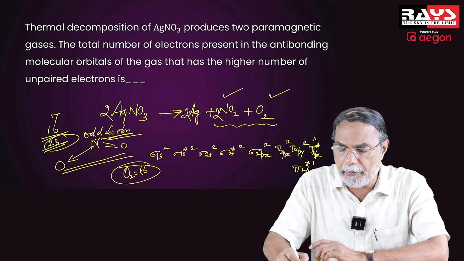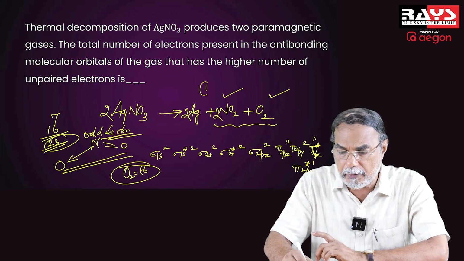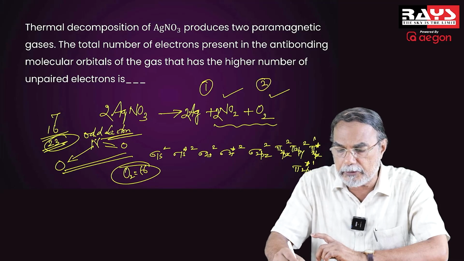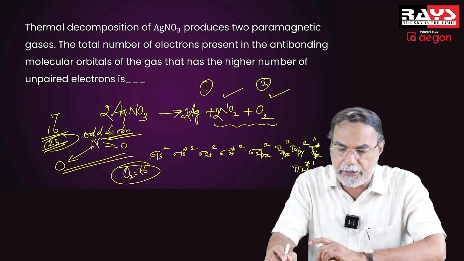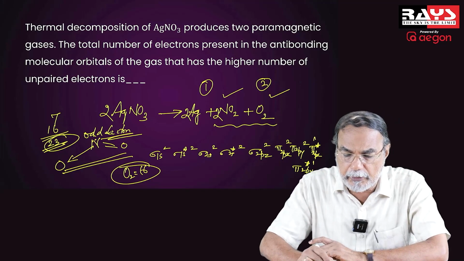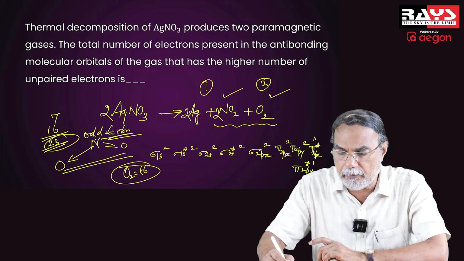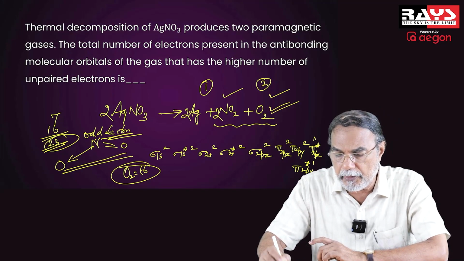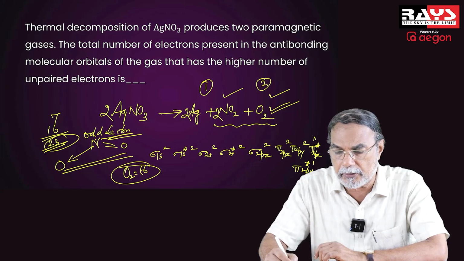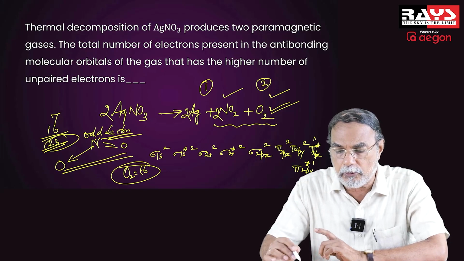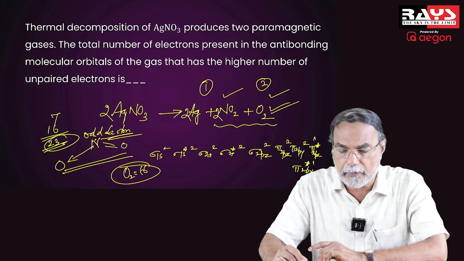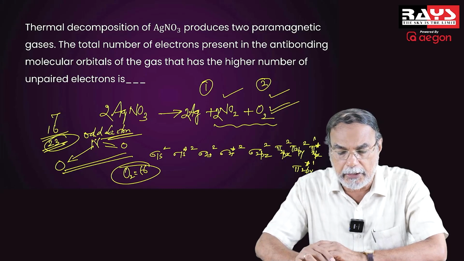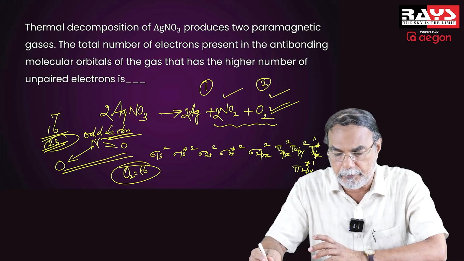So, NO2 is paramagnetic with 1 unpaired electron, whereas O2 is paramagnetic with 2 unpaired electrons. So, the question is higher number of unpaired electrons. Higher number of unpaired electrons is in O2. In O2, the question is, what is the total number of electrons present in the antibonding molecular orbitals?